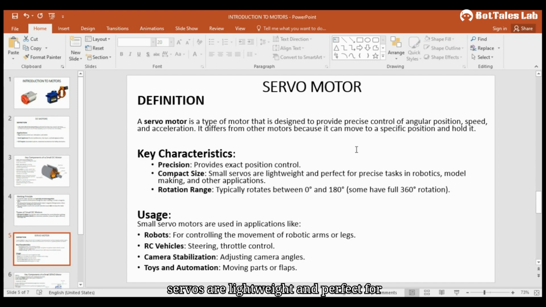Compact and small, servos are lightweight and perfect for precise tasks in robotics models and other applications. The rotating range typically is between 0 to 180 degree. Some motors have full 360-degree rotation.